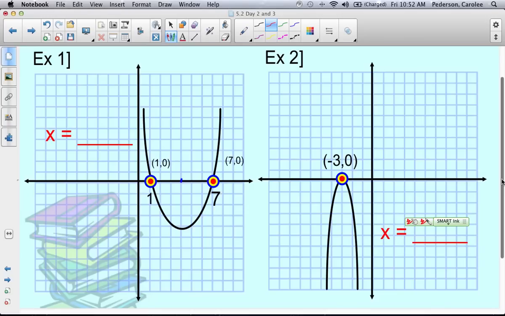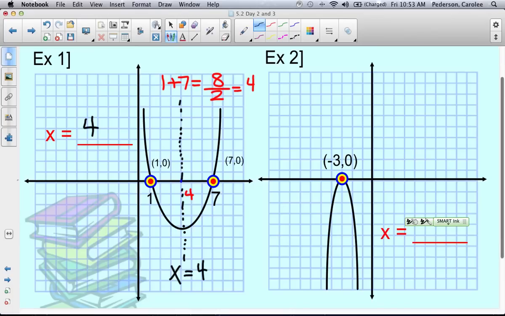So we're going to find the midpoint. So I'm going to add 1 plus 7, which is 8. And I'm going to divide it by 2. So the value is 4. Then I go along the x-axis 4 units. And now what the axis of symmetry looks like is an imaginary vertical line running through that parabola right there. So the equation that we say is x equals 4 is the axis of symmetry.